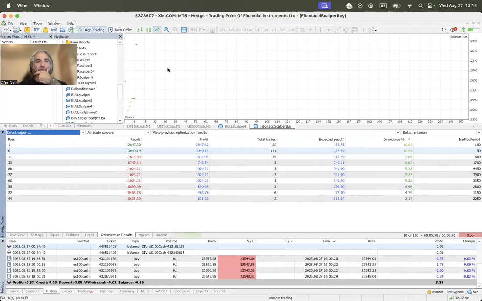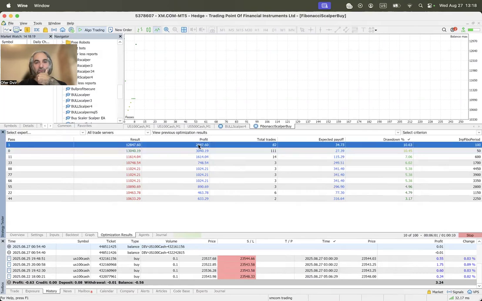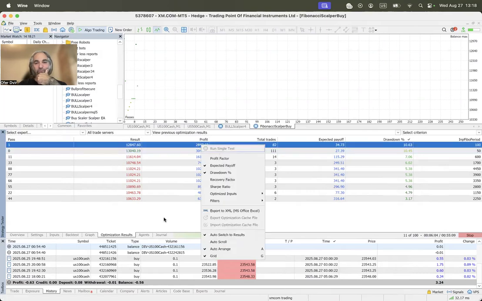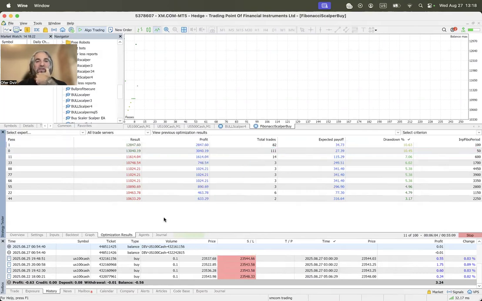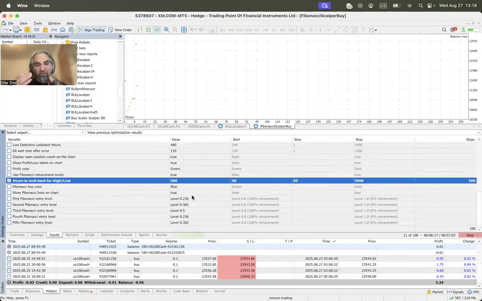And have a look. So once it's all populated, of course, you can right click on something and run single test. And then it will bring all these settings. For example, this is only the Fibonacci period, but then it will bring it all here and you can further work with it.